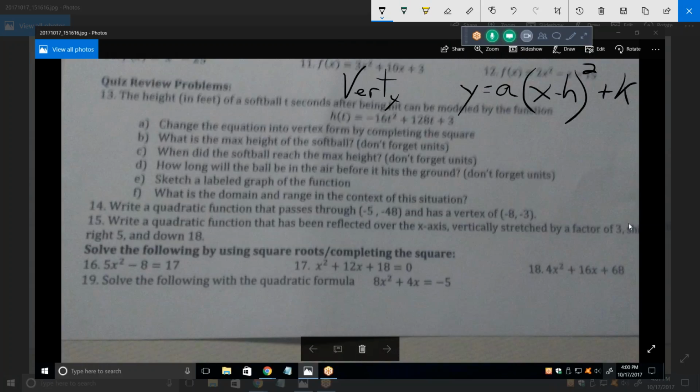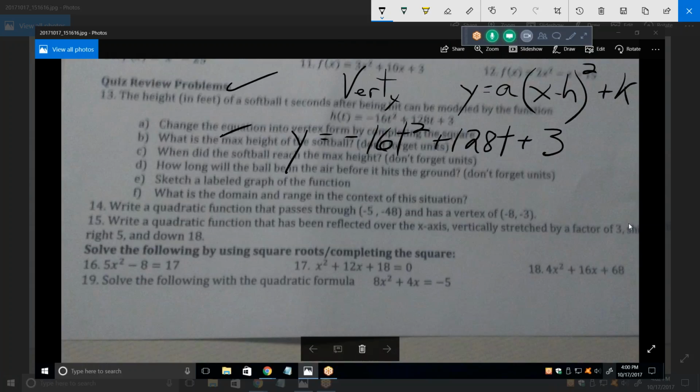Okay? So we have to take the following equation and put it into this format. That's the first task. And it doesn't matter whether it's in t or x. When you're dealing with parabolic motion in the real world, t is time, so it makes more sense to use t rather than x. Now, how do you complete the square here? We're trying to take this equation and put it into that format.